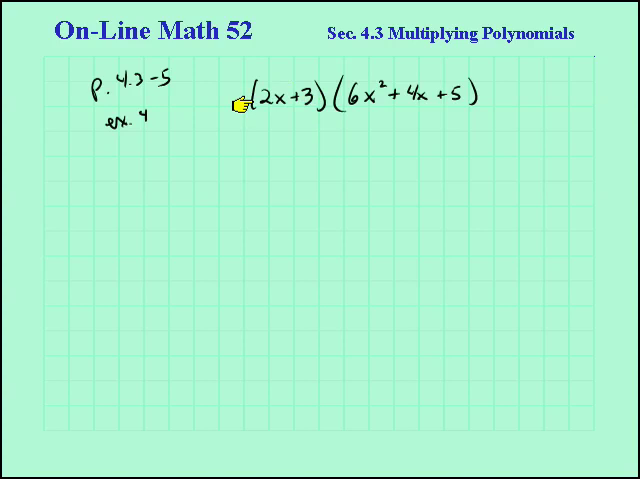First, the 2x needs to distribute to each and every term. We go back, 2x times 6x squared, then 2x times 4x, then 2x times 5. Then we come through and do the 3 to each and every term. 3 times 6x squared, and 3 times 4x, and 3 times 5. And I'm going to write those out.